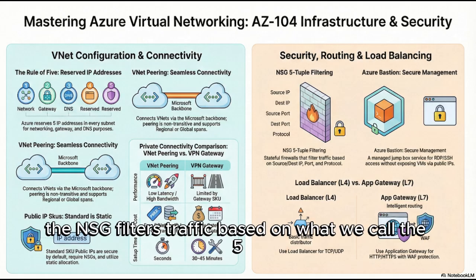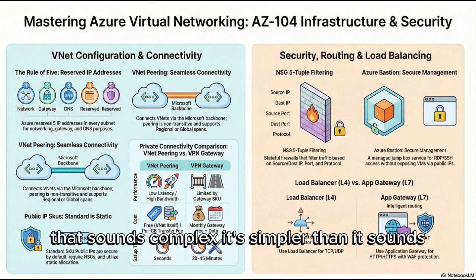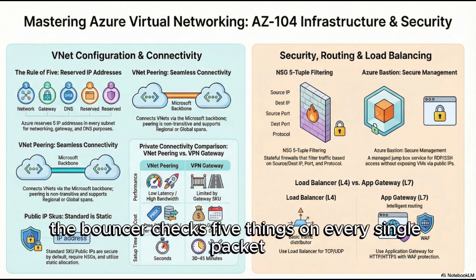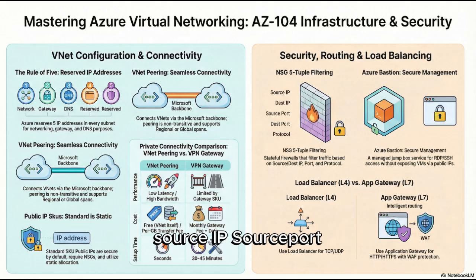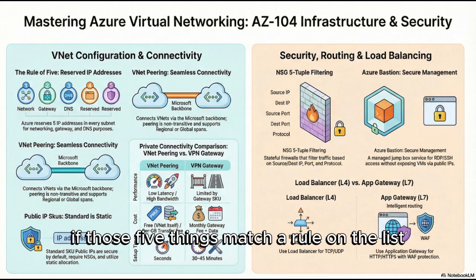It does. The NSG filters traffic based on what we call the 5-tuple hash. That sounds complex. It's simpler than it sounds. It just means the bouncer checks 5 things on every single packet: source IP, source port, destination IP, destination port, and the protocol. If those 5 things match a rule on the list, the traffic is handled.